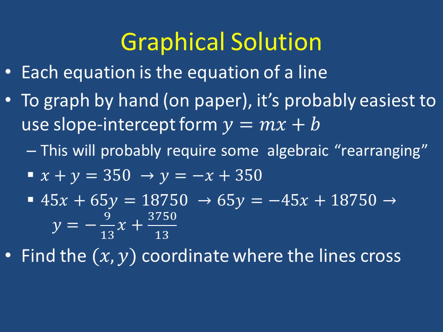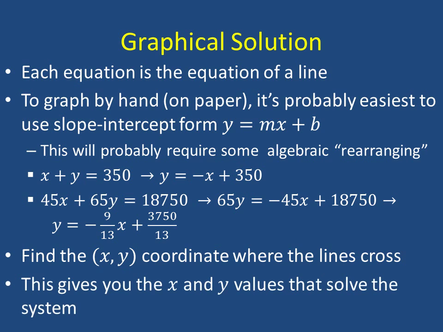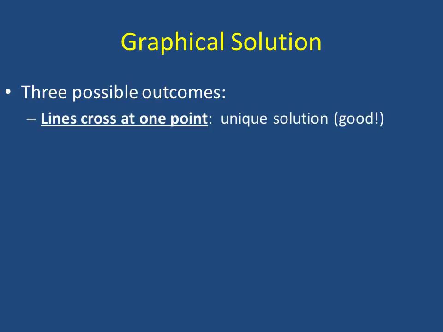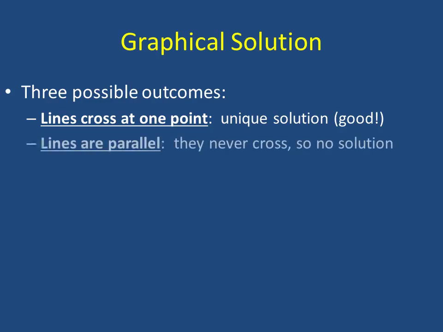And then finally, after we graph those lines, we'll find the x-y coordinate where the lines cross. This is going to give you the x and y values that solve the system. In other words, the number of tickets for each price level. For the graphical solution, there are going to be three possible outcomes. The first is that the lines are going to cross at one point. This gives us a unique solution, which is good. This means we can find a single value of x and a single value of y that makes the equations both true.